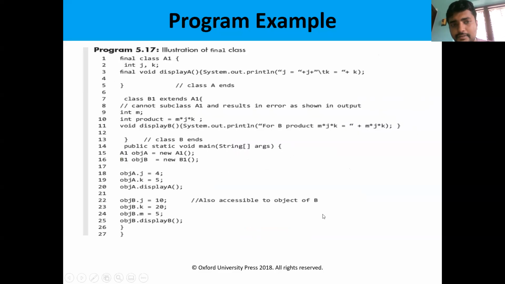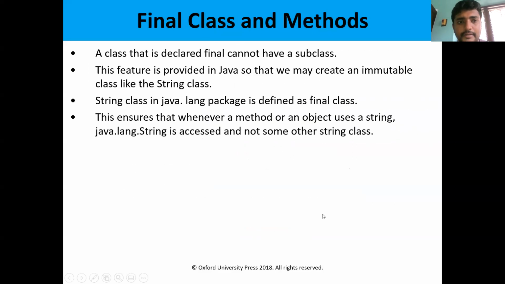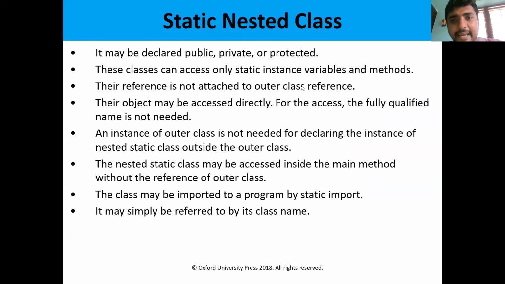Next one is static nested classes. That means we can declare the class as static. That means all the class members are accessed without creation of any object. That is the main purpose of static. So if you have the static keyword, then we can call these classes static nested classes.